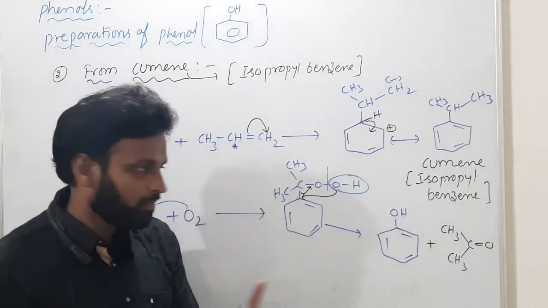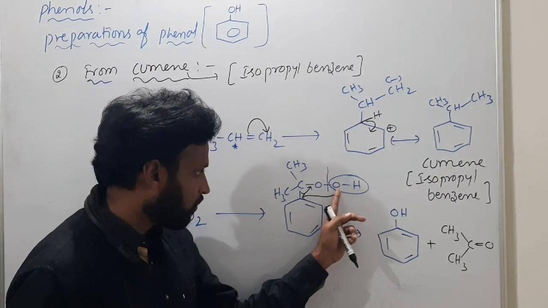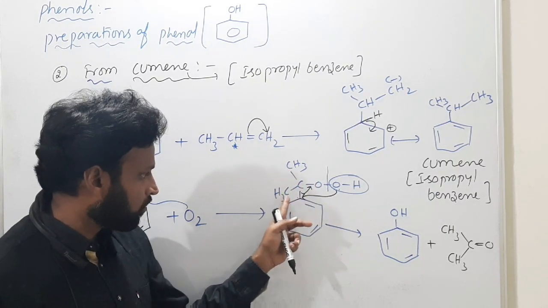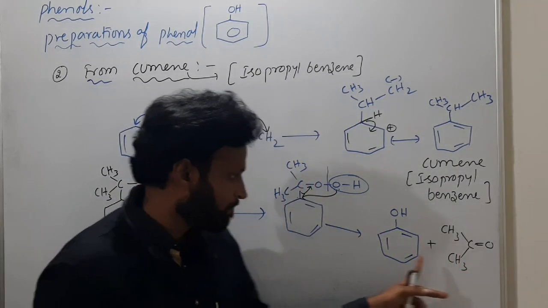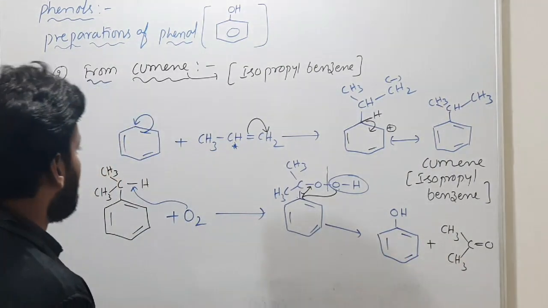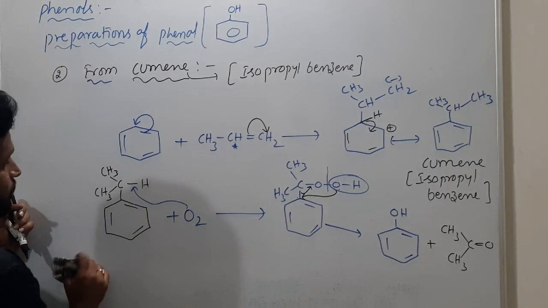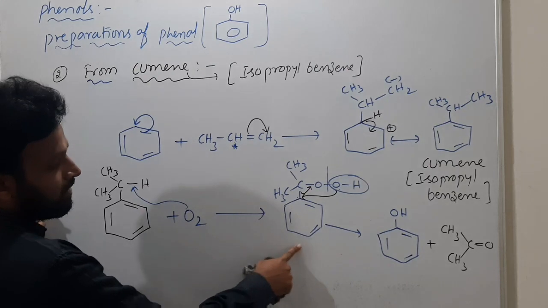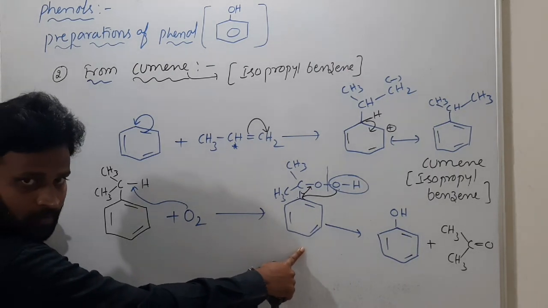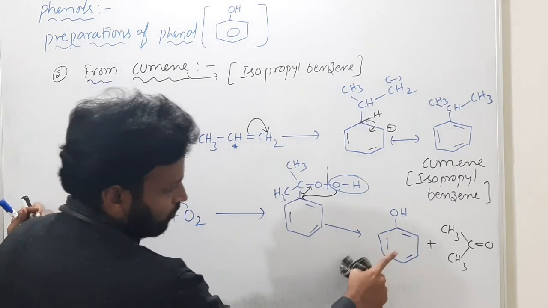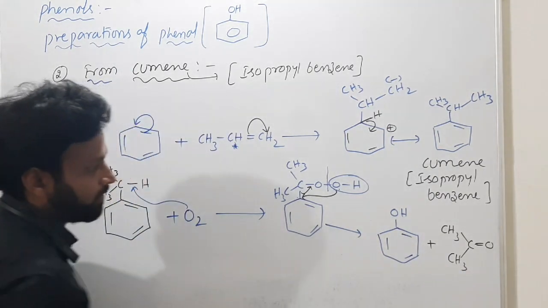Okay, the simple way to remember: this bond will break, OH will be here, this will go there, CH3 C double bond O, CH3 acetone you are having, and phenol you are having. So this is one of the important preparations from cumene. Cumene with O2 gives peroxycumene, as it is called. Peroxycumene is converted to phenol and acetone.